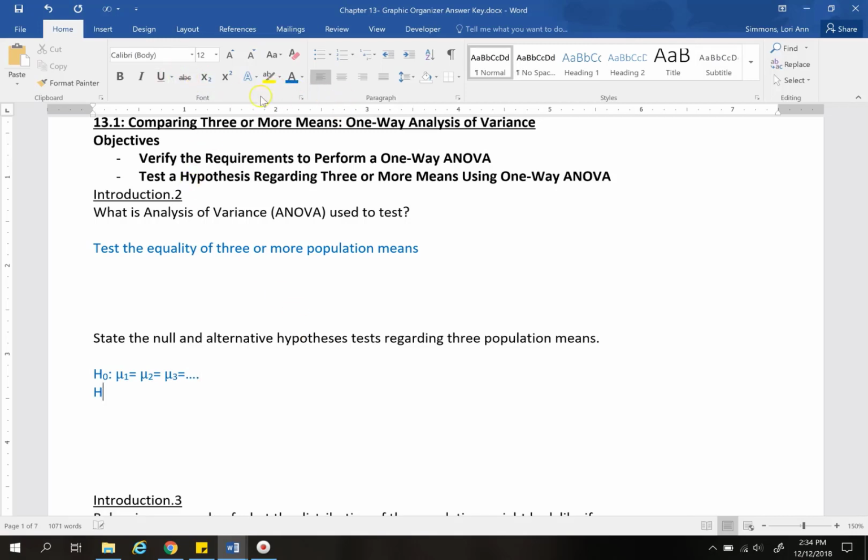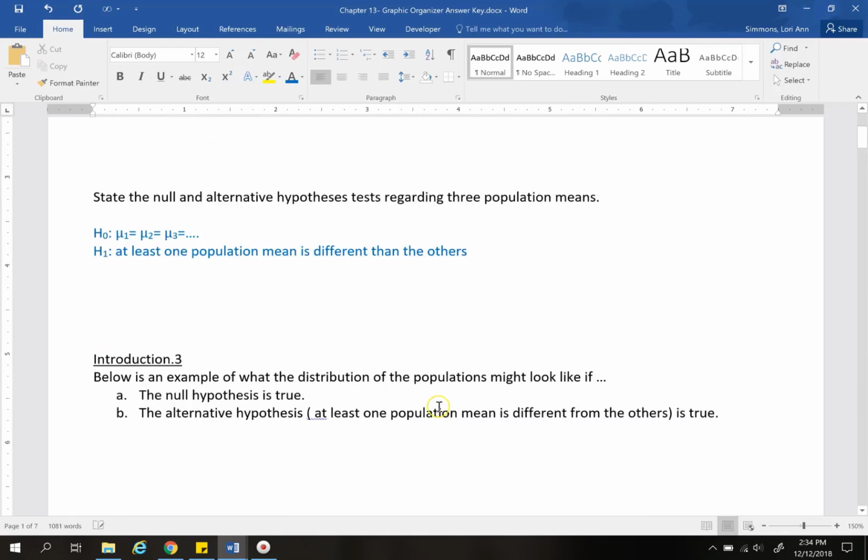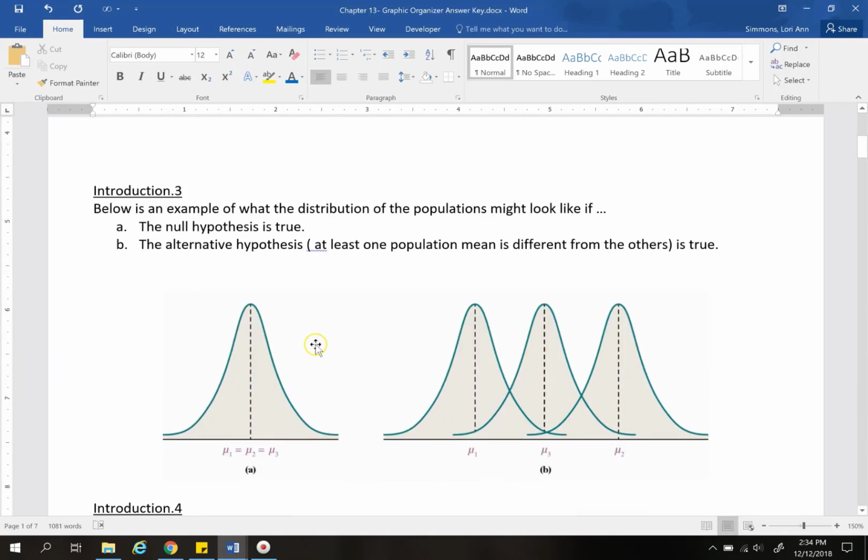The alternative is that at least one population mean is different than the others. Here is an example of what this would look like. So A would be the null hypothesis, if we did not reject that. And then B, this is just one example of what the alternative hypothesis might be. There are other ways that this could look.